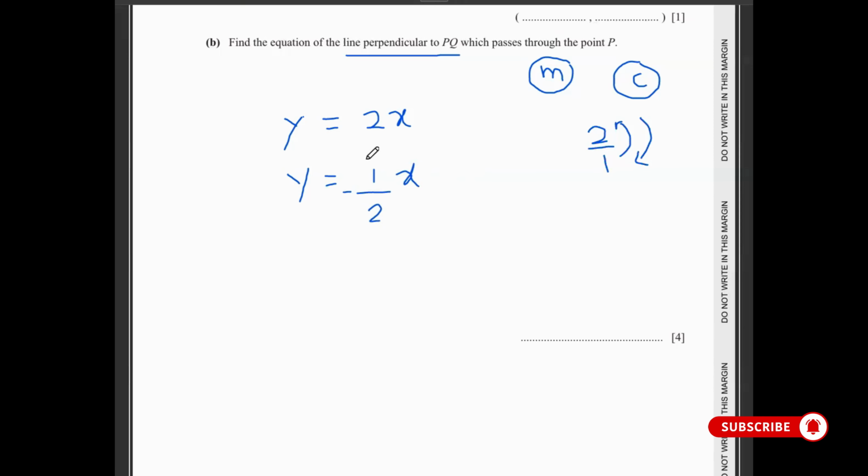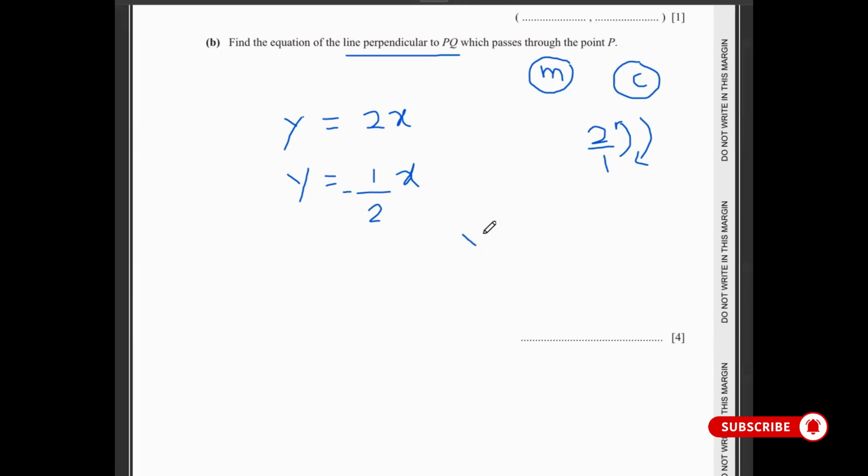So how did we get this negative half, this minus half? It's the negative reciprocal of the given line's gradient. So if two lines are perpendicular to each other, the gradient of the perpendicular line will be the negative reciprocal of the given line's gradient.